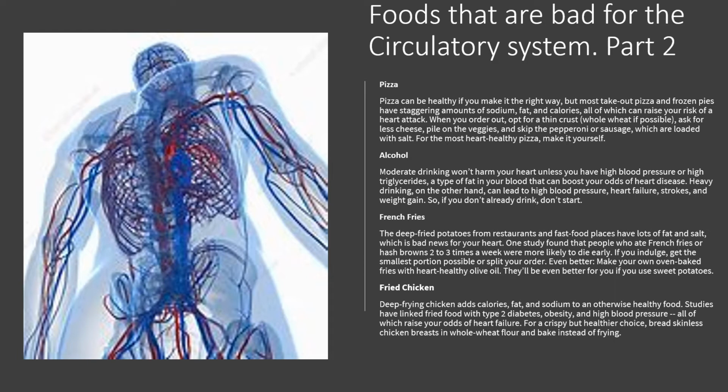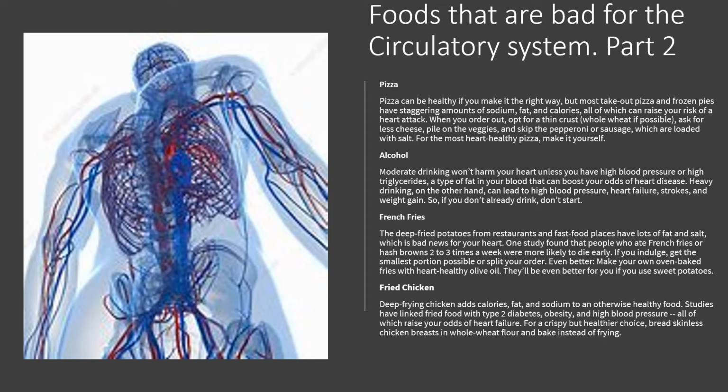French fries. The deep fried potatoes from restaurants and fast food places have lots of fat and salt, which is bad news for your heart. One study found that people who ate French fries or hash browns 2 to 3 times a week were more likely to die early. If you indulge, get the smallest portion possible or split your order. Even better, make your own oven-baked fries with heart-healthy olive oil. They will be even better for you if you use sweet potatoes.